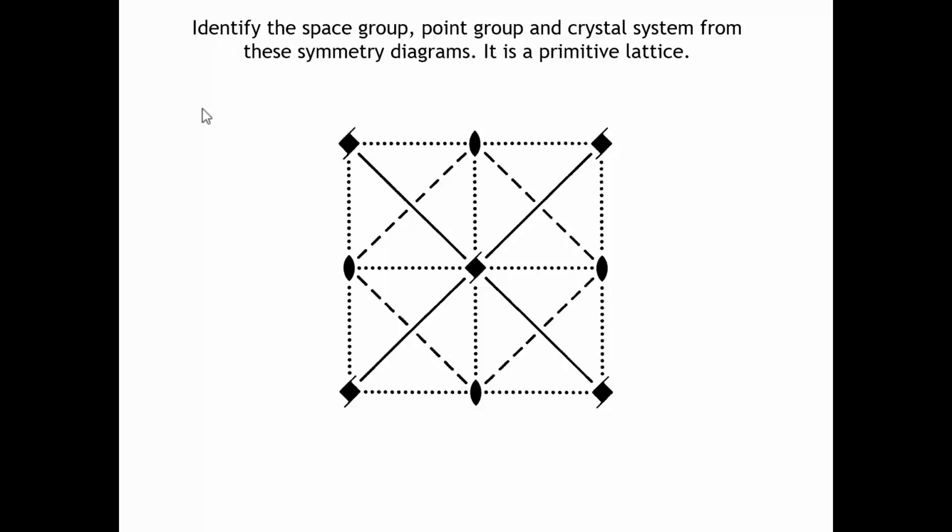This is a diagram from one of the 230 three-dimensional space groups, and I would like you to look at this and figure out what is the name of this space group. What is its point group? What is its crystal system? And one thing that's not easy to tell from the diagrams oftentimes is the centering. So in this case, we have a primitive lattice. Why don't you pause the video, take your time, and see if you can make a prediction, then come back and we'll go through the answer.